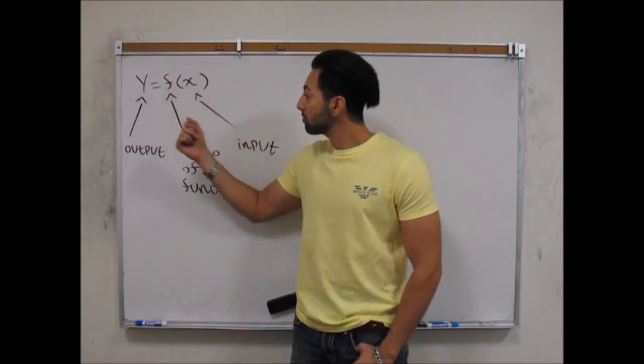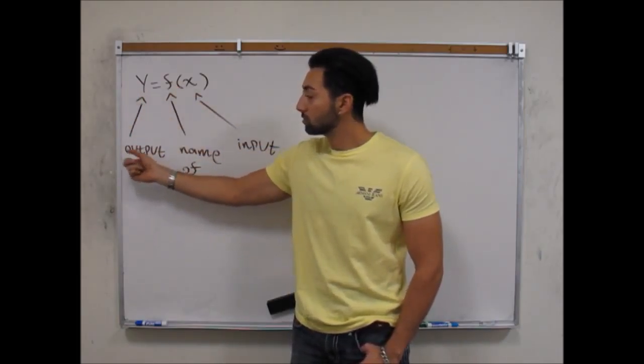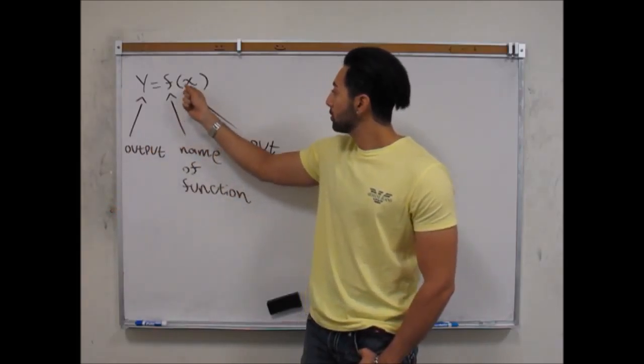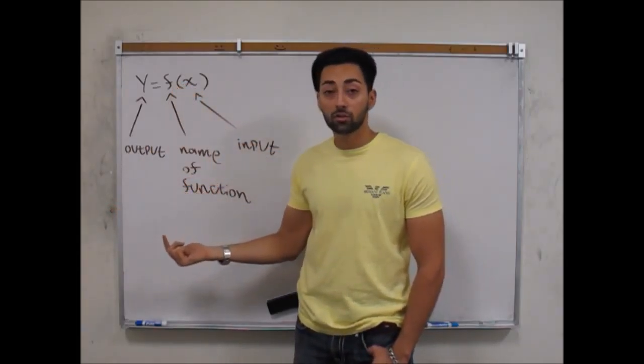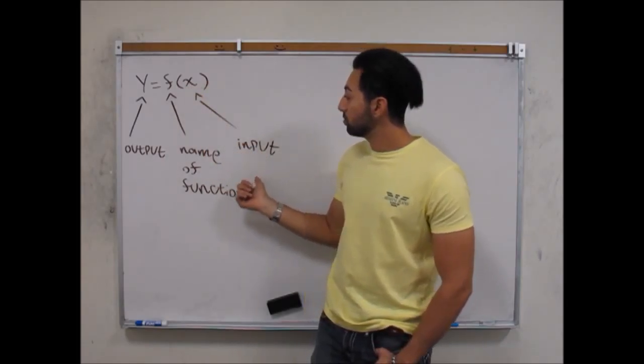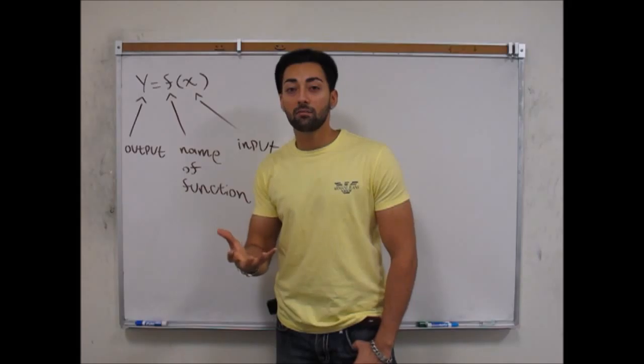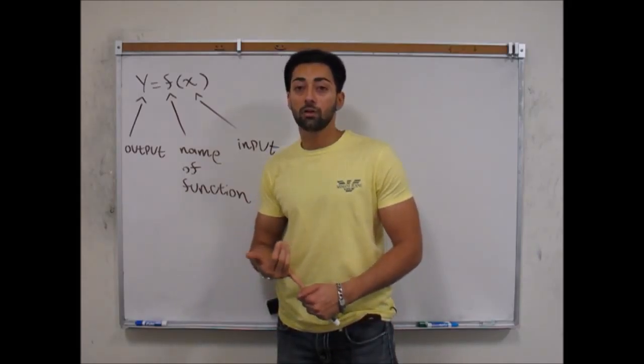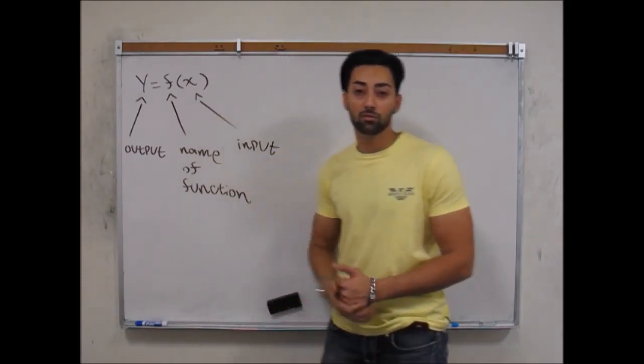This is the general form of it, where you have y being your output, which is also the dependent variable. Here you have f, which is the name of your function, and you have x being your input or independent variable. And f is just a common name we use to represent a function. H and g are also popular, but f is just common.